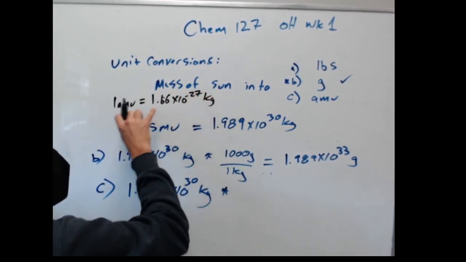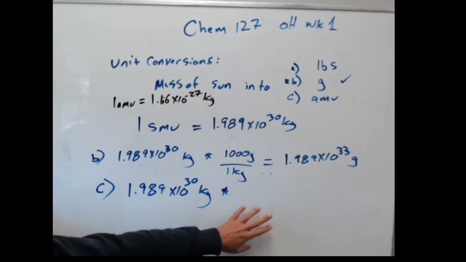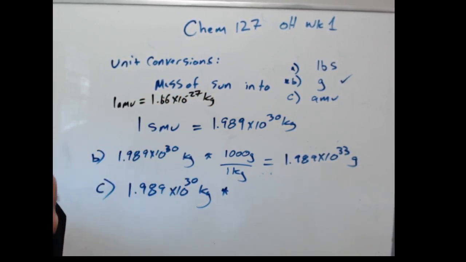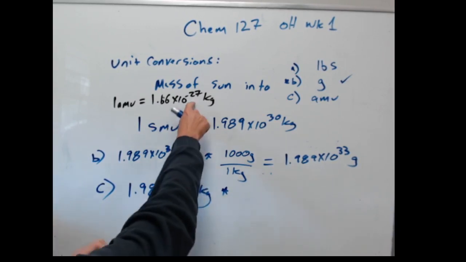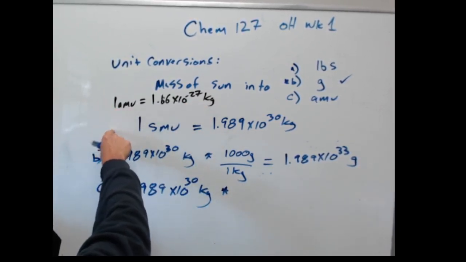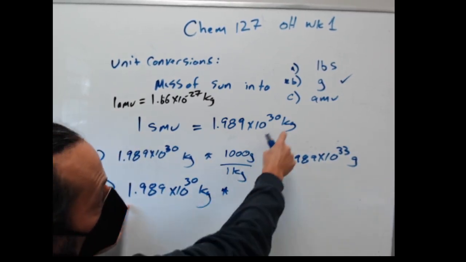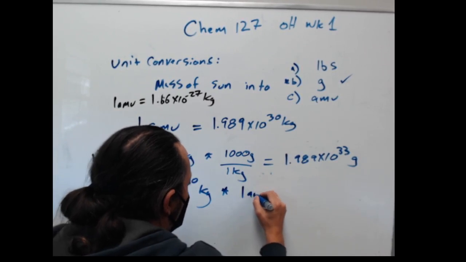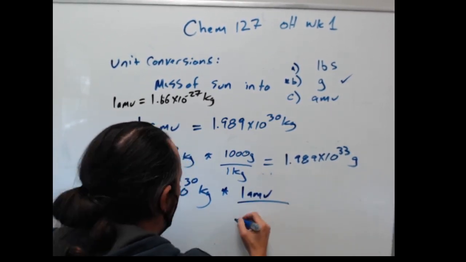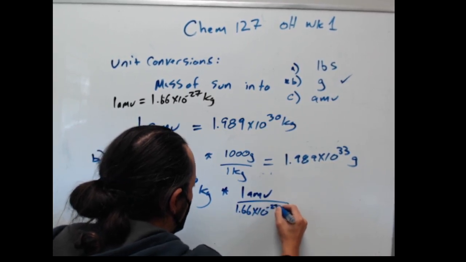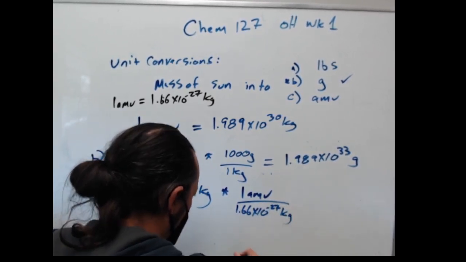So we have to rearrange this expression to get it multiplied by 1. Right? So we're not really changing anything. We're going to multiply by 1. I want to get rid of kilograms, so I'm going to divide this number over, so I have AMUs over kilograms. That will get rid of my kilograms and leave me in units of AMU. So I'm going to have 1 AMU divided by 1.66 times 10 to the minus 27 kilograms.